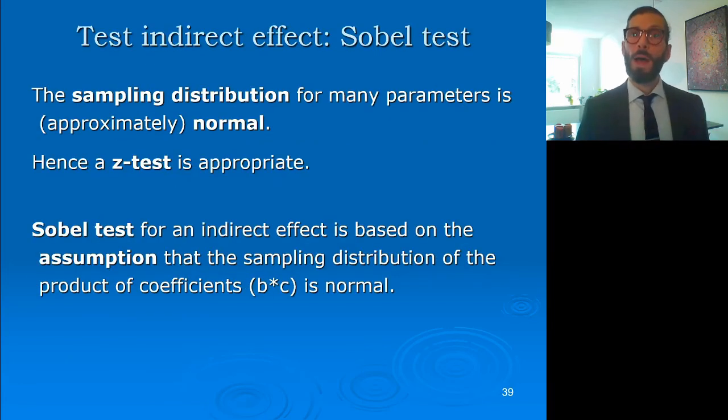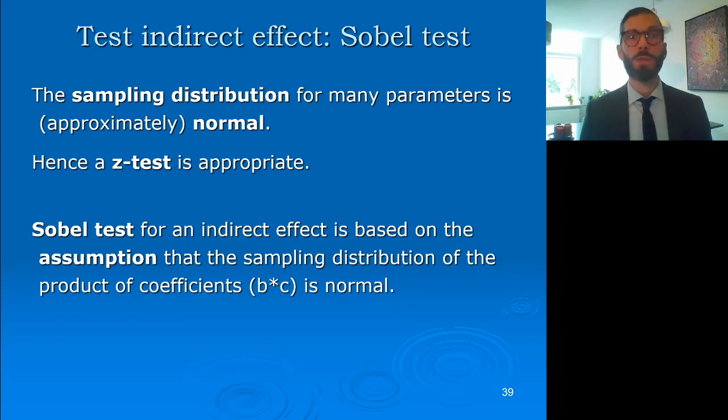So that is a recap of the logic behind significance testing, and it assumes that the sampling distribution for the parameter is approximately normal. If this is the case, then we can use a z-test to calculate significance. There is a test for the significance of an indirect effect that is called the Sobel test, and the Sobel test uses a z-test for the indirect effect. Therefore, it makes the assumption that the sampling distribution of the indirect effect is also normal, so that the product of coefficients b times c has a normal sampling distribution.